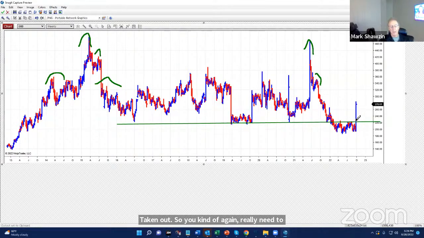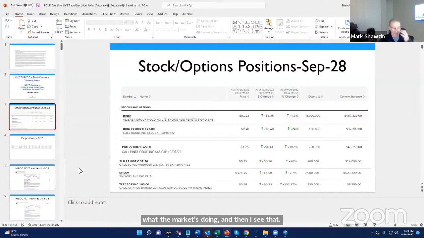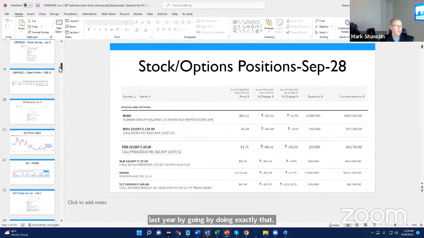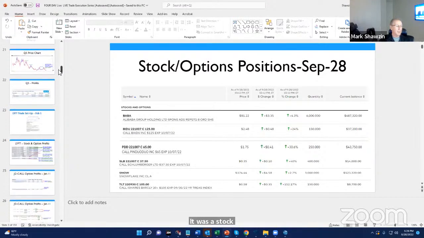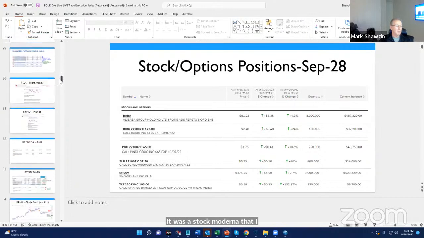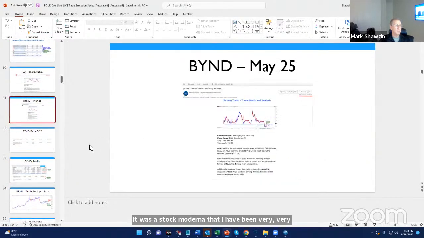So I look at a pattern, and then I look at what the market's doing. There was a trade where I made the most money I made last year by doing exactly that. There was a stock, Moderna, that I had been very, very bearish on. Beyond Meat, right here. I'm sorry, not Beyond Meat.